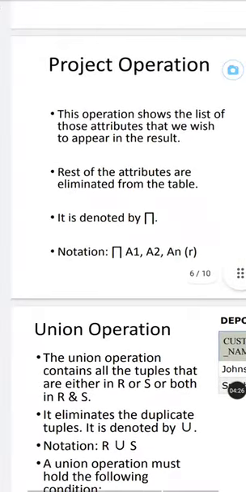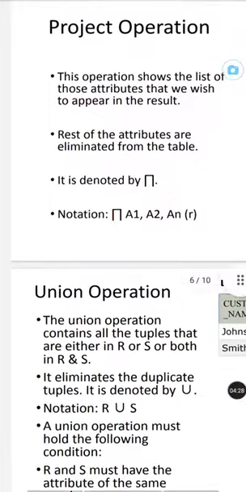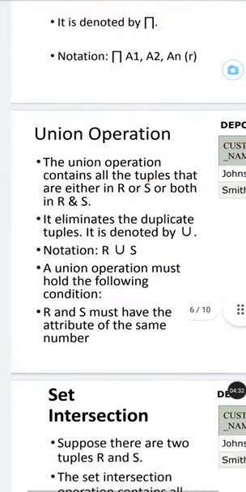Next comes the union operation. This union operation helps in merging two tables. The union operation contains all the tuples that are either in R or S, or both in R and S. It entirely combines two tables. Whatever content is in table 1 and table 2, that is relation 1 and relation 2, it merges and displays the new output. It eliminates the duplicate tuples. If there is the same content, it will eliminate that particular content. The notation is R union S, where we have defined R as one table and S as another table.